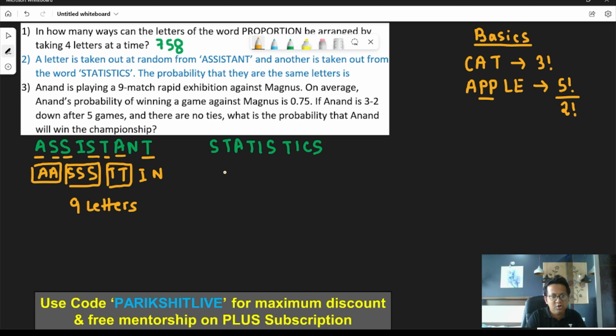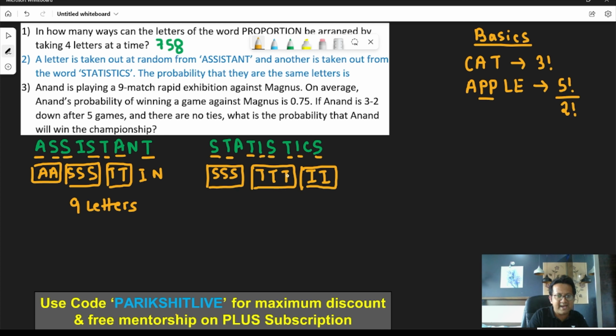Similarly, look at the word statistics. What are the letters you have? You have got 3 S's, 3 T's, 2 I's, and then an A and a C. So 3, 6, 8, 10 letters in this case. 10 letters in the second word.